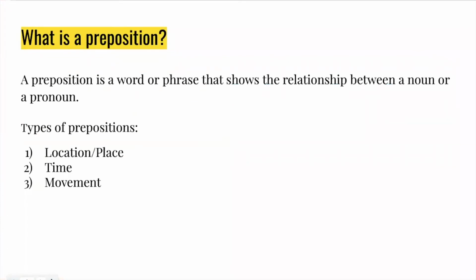What is a preposition? A preposition is a word or phrase that shows the relationship between a noun or a pronoun. There are three types of prepositions. These include location or place, time, and movement.